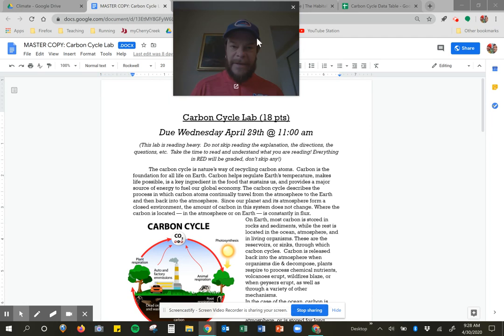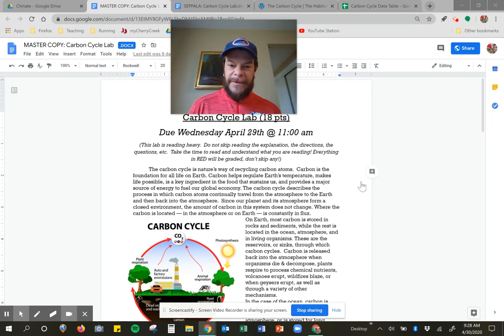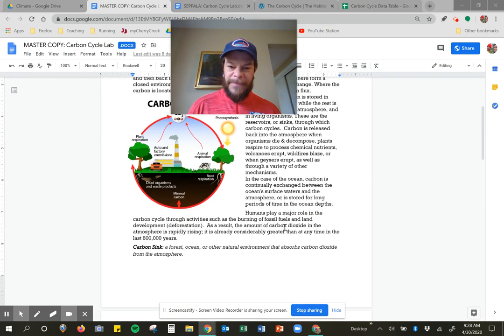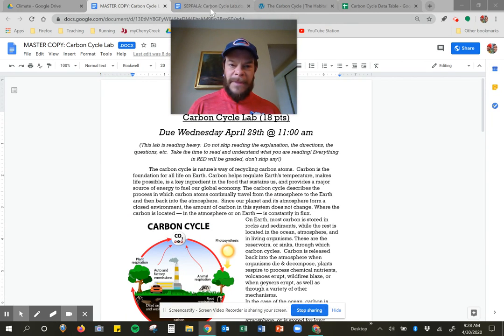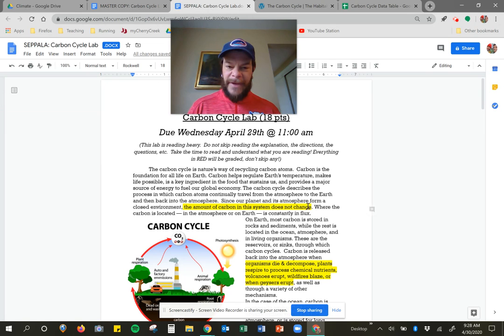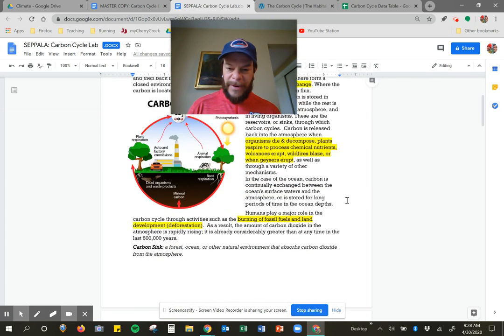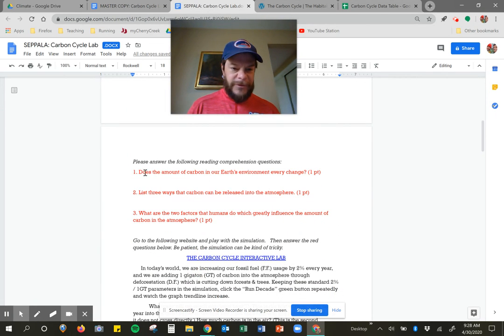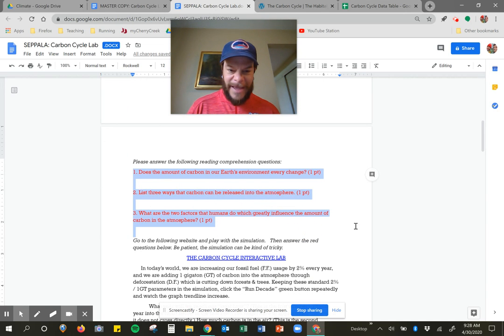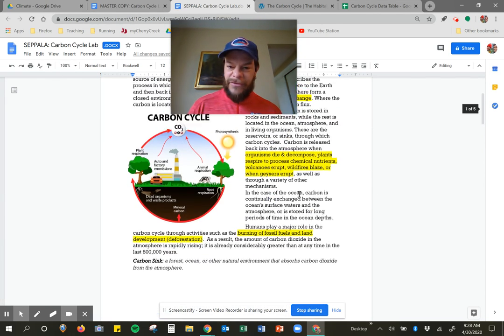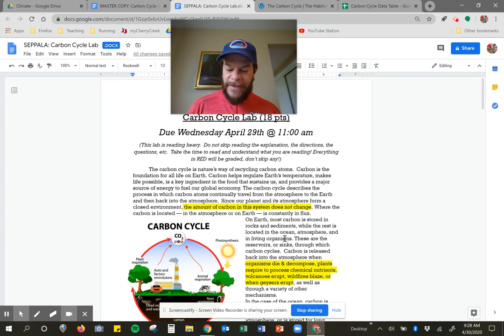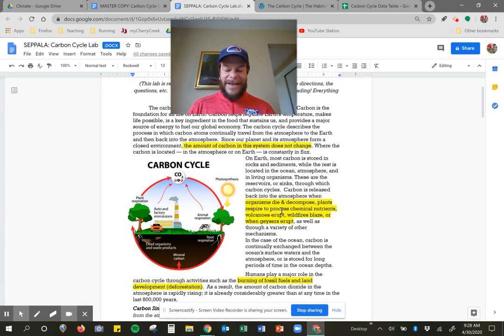So here is the carbon cycle lab. Here is the master copy. I made a copy for myself. And what I did was, here are the first three questions that you had to answer, all right? These were reading comprehension questions. I asked you to read this kind of dense textbook style passage here, and the answers to those three questions were right in that passage.